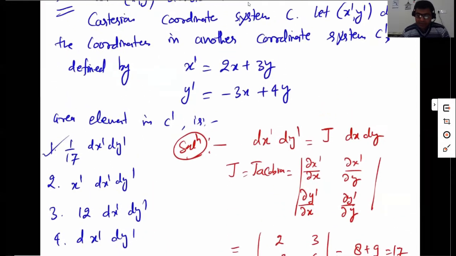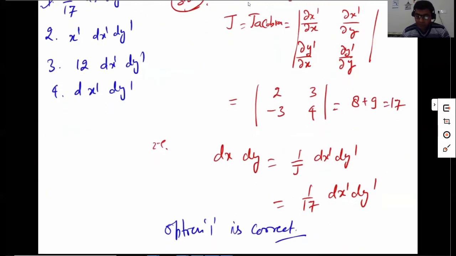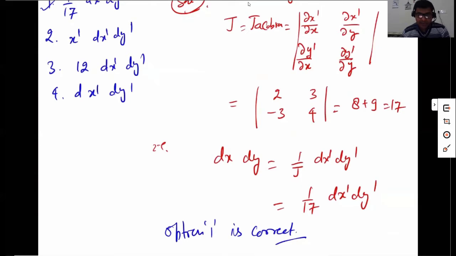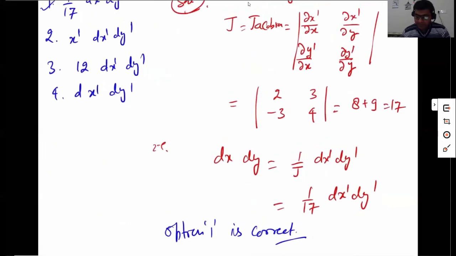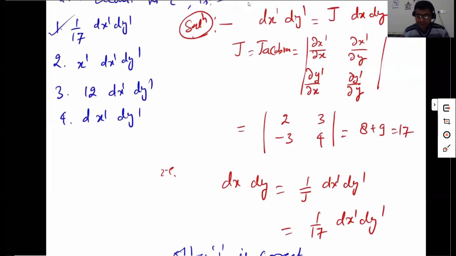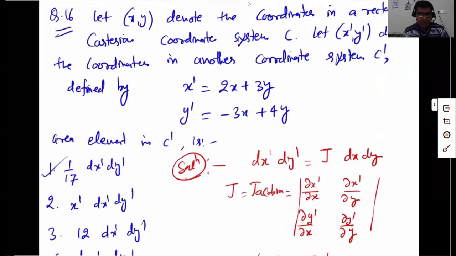So with respect to the old coordinate system, the area element dx dy is equivalent, in the new coordinate system, to 1 over J dx prime dy prime, which is 1 over 17 dx prime dy prime, matching option 1. So option 1 was correct.